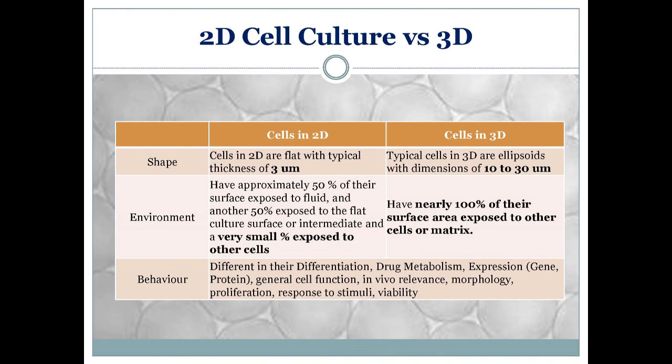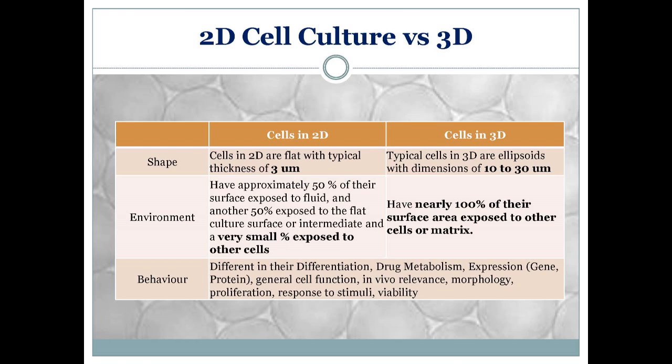We compare cells in 2D and in 3D mainly in three aspects: shape, environment, and behaviors. Cells in 2D are flat with a typical thickness of 3 microns. But cells in 3D have a dimension of 10 to 30 microns. It is almost 3 to 10 times more than cells in 2D.